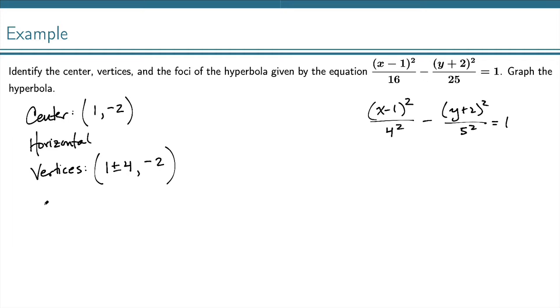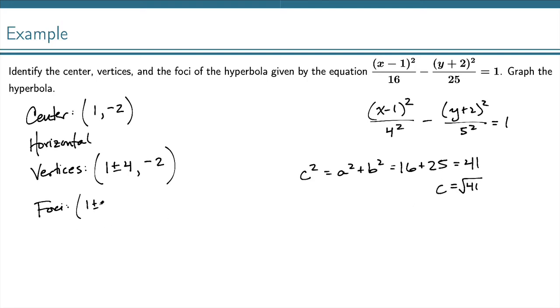And for our foci, we're going to change the x-coordinate again. But we need to know c. So to get c, c squared is equal to a squared plus b squared. So 16 plus 25, and that's 41. So c is the square root of 41. So our foci are 1 plus or minus the square root of 41, comma negative 2.